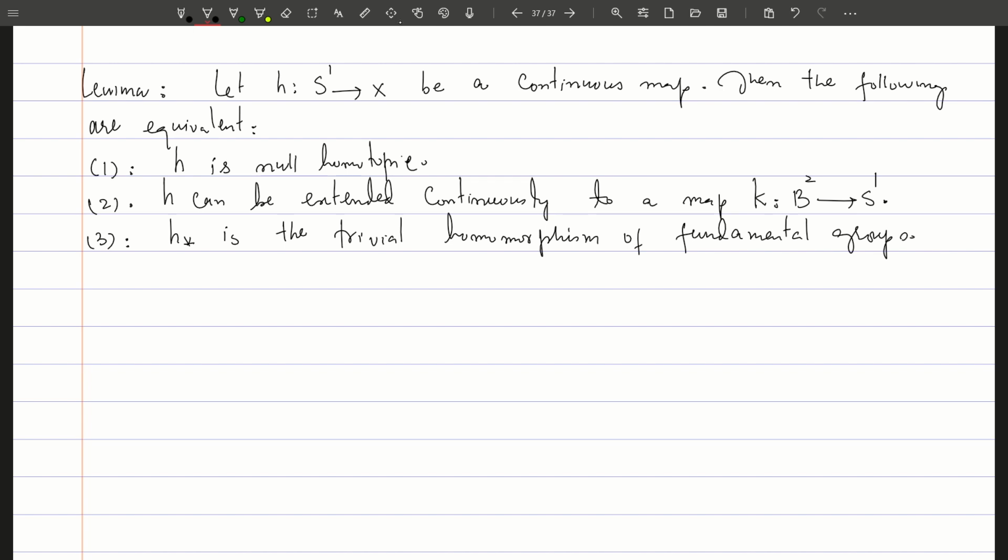So let us prove this. First we'll prove first implies second. So let us take H to be the null homotopic map. Let H from S1 to X be null homotopic. Now, by null homotopic, we mean it is homotopic to a constant map.